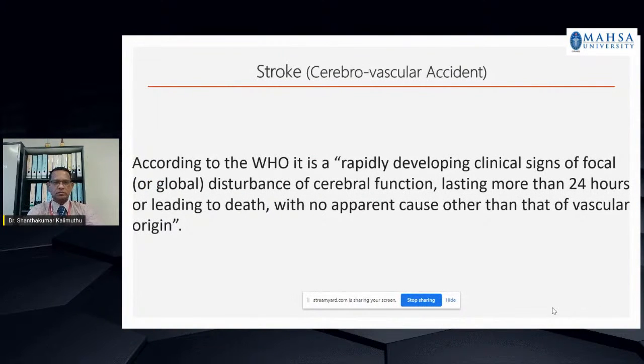What is stroke or cerebrovascular accident? It is a rapidly developing clinical sign of focal or global disturbance of cerebral function lasting more than 24 hours or leading to death with no apparent cause other than that of vascular origin.